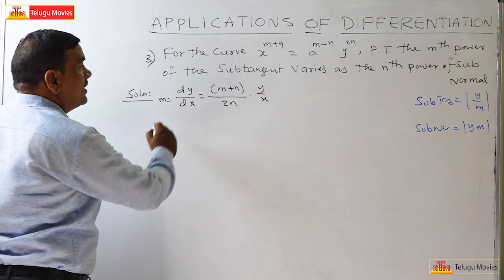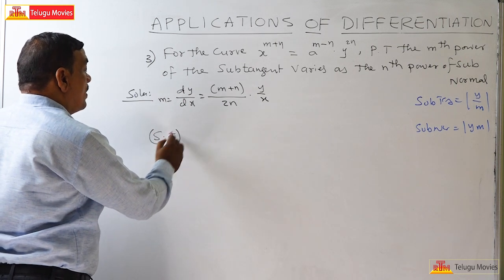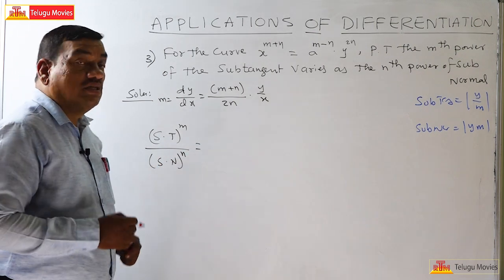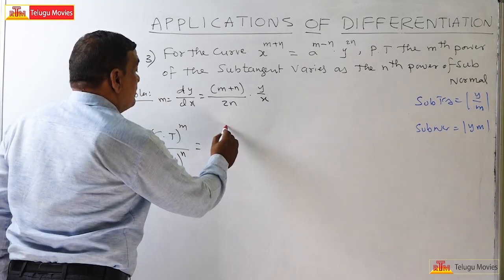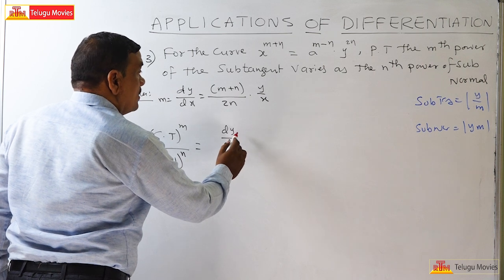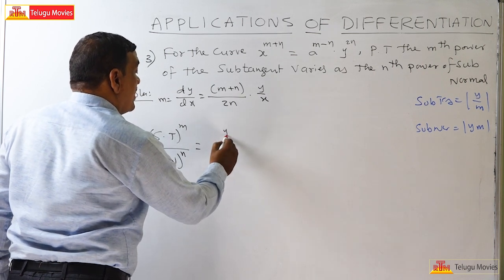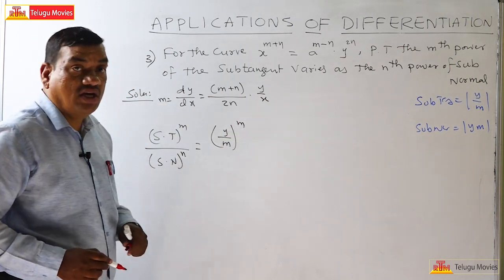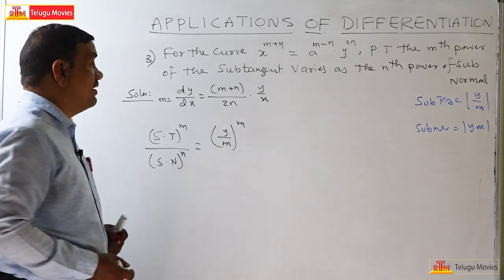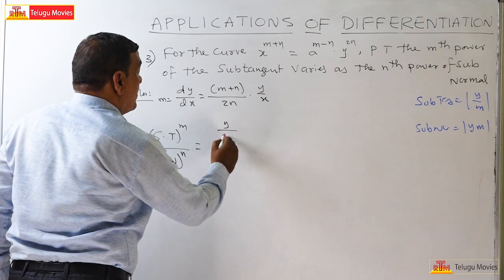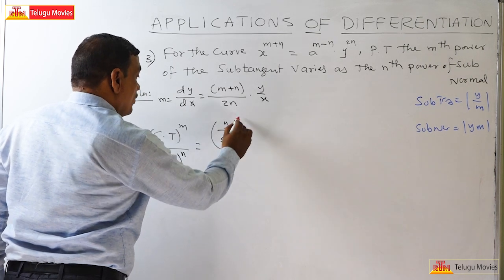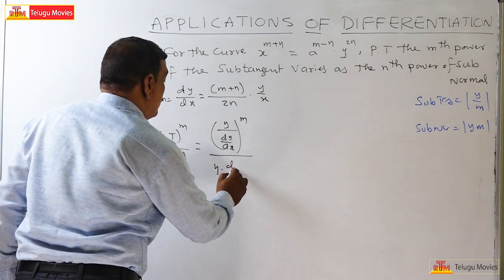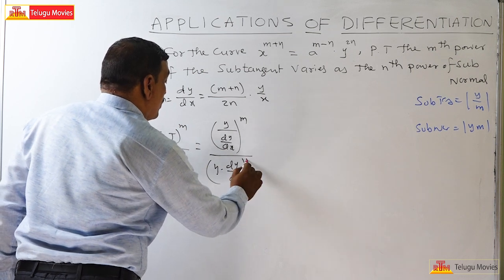So what we have to prove? That the mth power of subtangent by the nth power of subnormal. Subtangent formula is y by dy by dx. Otherwise we can put y by m whole to the power of m, but this m and this m are different, better you use dy by dx. So this is equal to (y by dy by dx) whole to the power of m by subnormal, (y into dy by dx) whole to the power of n.